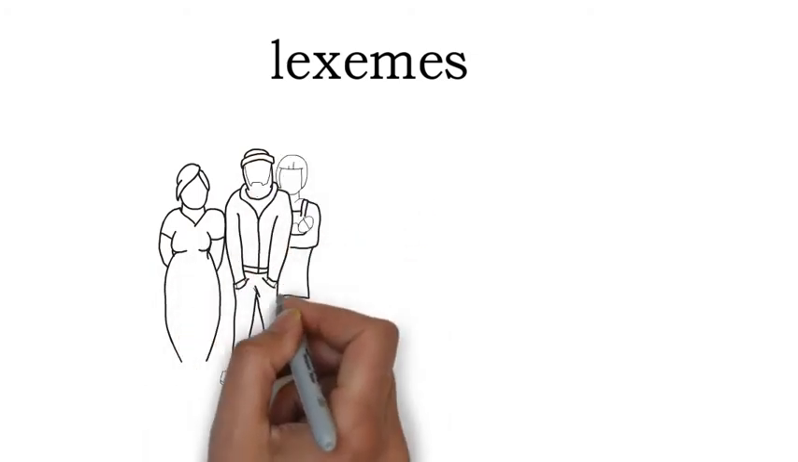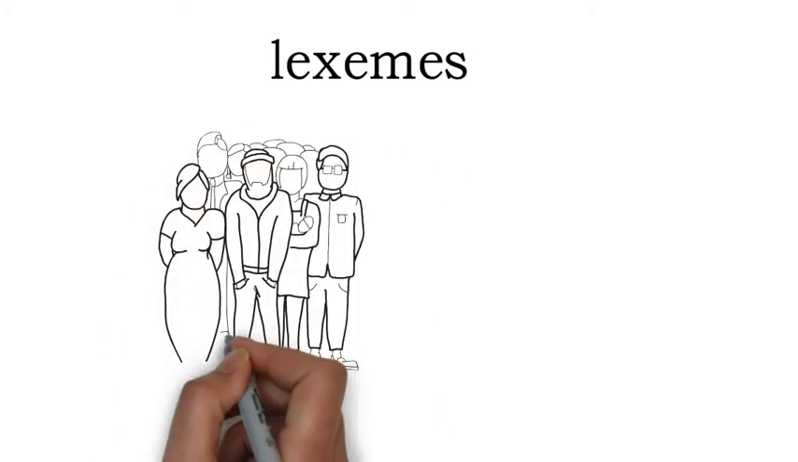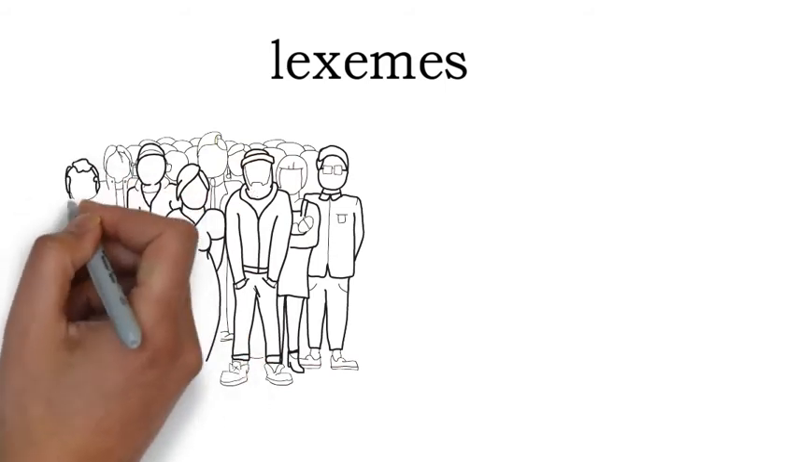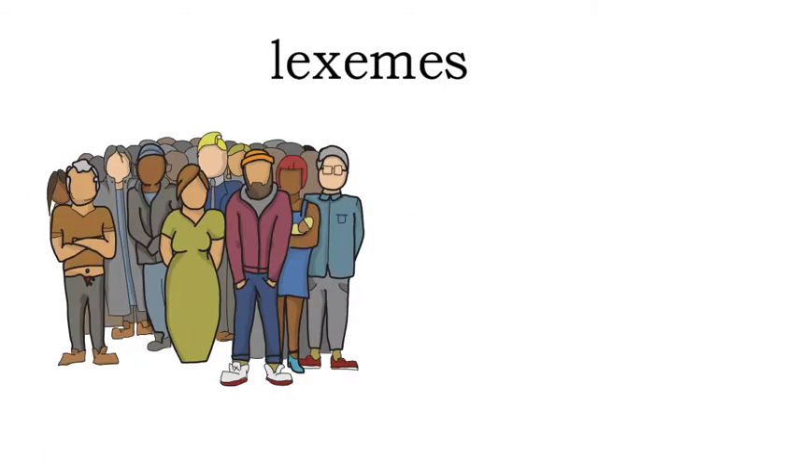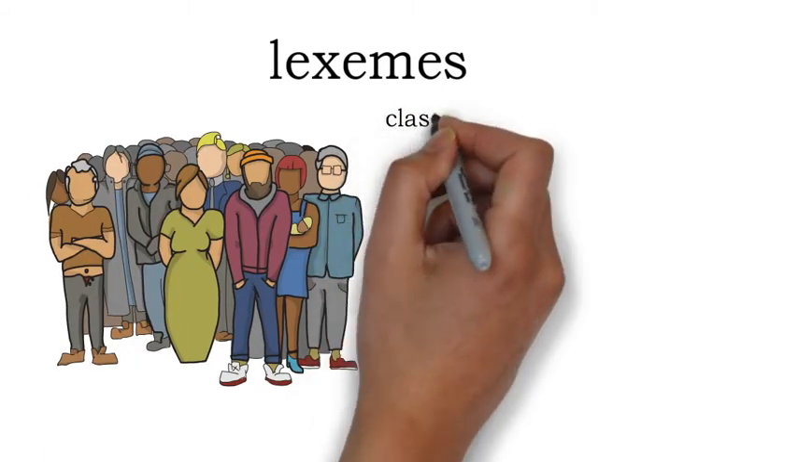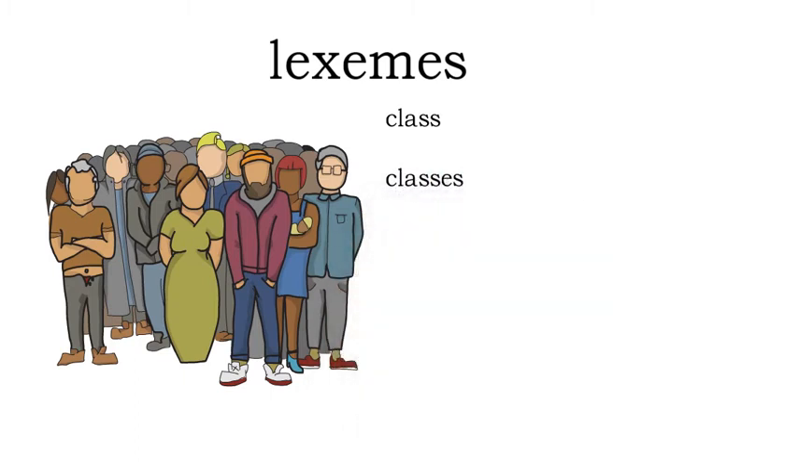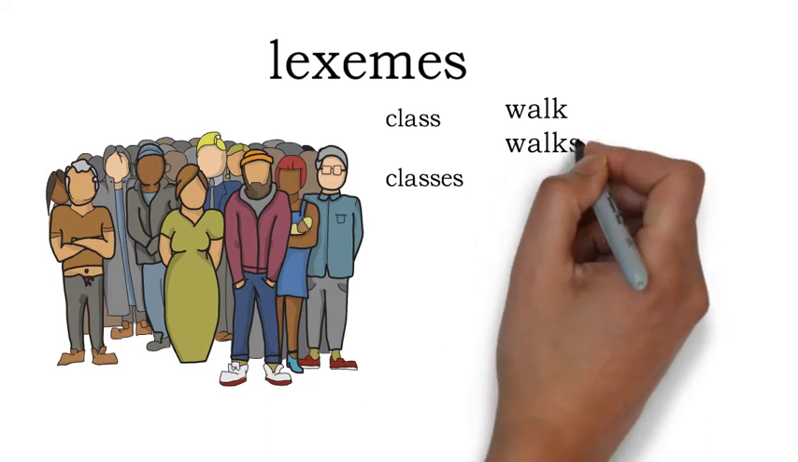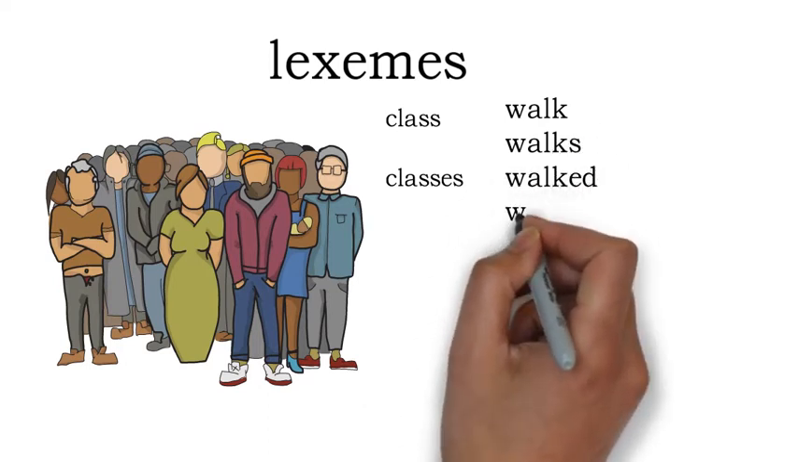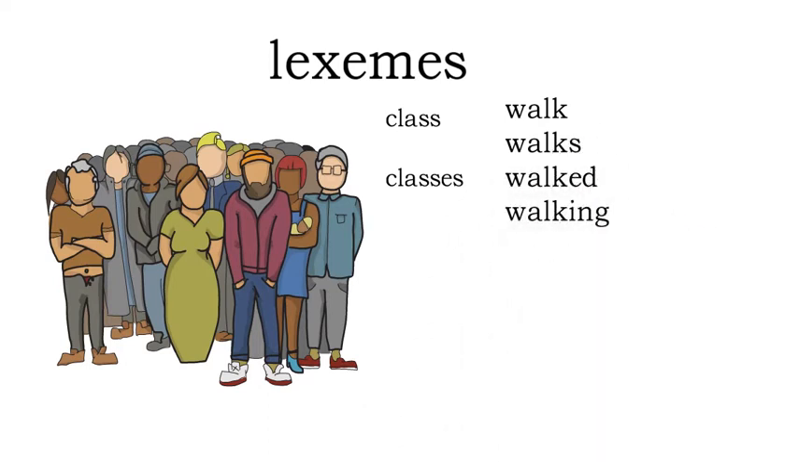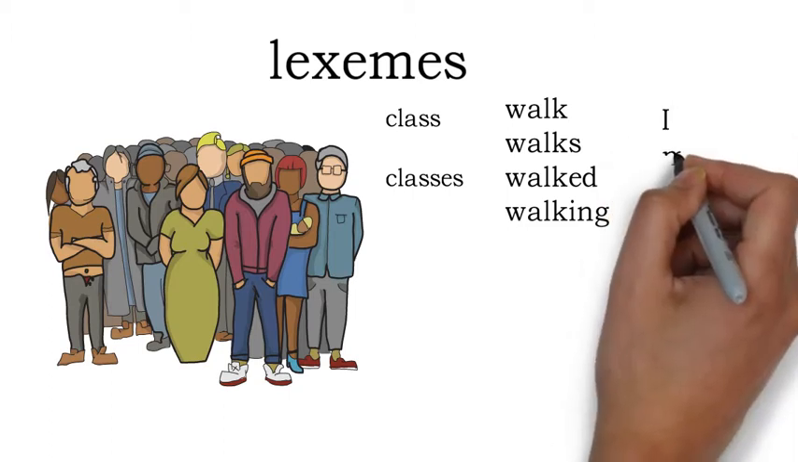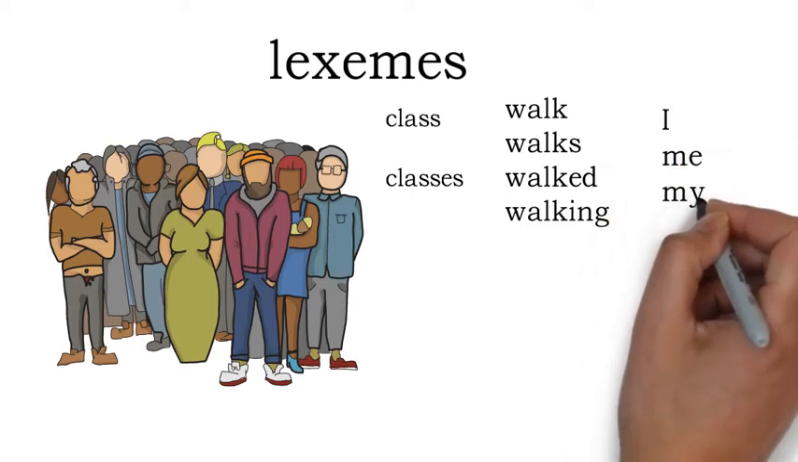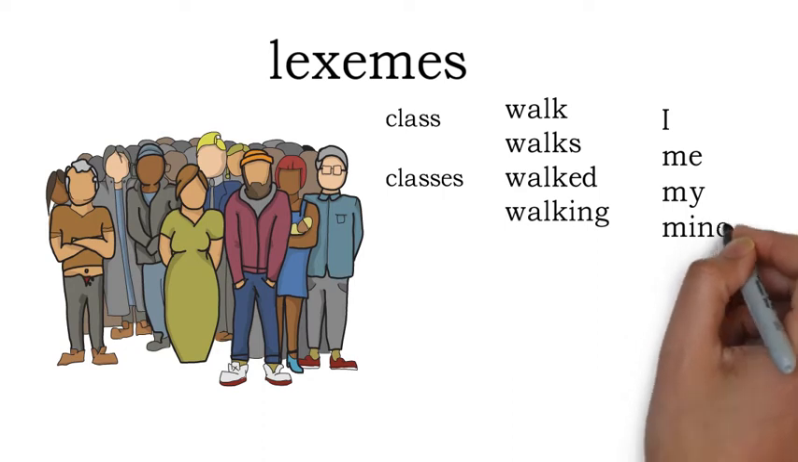Lexemes can be thought of as families of words that differ only in their grammatical endings or grammatical forms. Singular and plural forms are known, like class and classes. Present, past, and participle forms of verbs: walk, walks, walked, and walking. Different forms of a pronoun: I, me, my, and mine. Each represents a single lexeme.